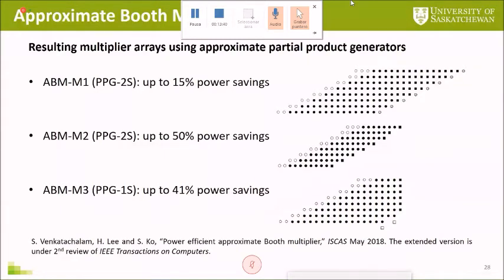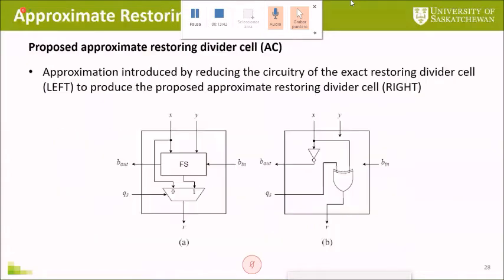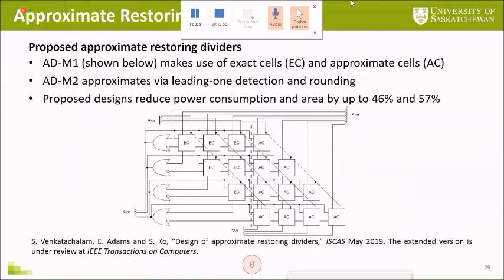Also, we expanded the idea to a divider, from A to B. The B is a much simplified version of A. And this block diagram shows a vertical blue line. The left side shows the exact cell. We didn't touch the exact cell, but on the right side we replaced the exact cell with our own approximate cell. So we were able to get a power consumption reduction of up to 46%.